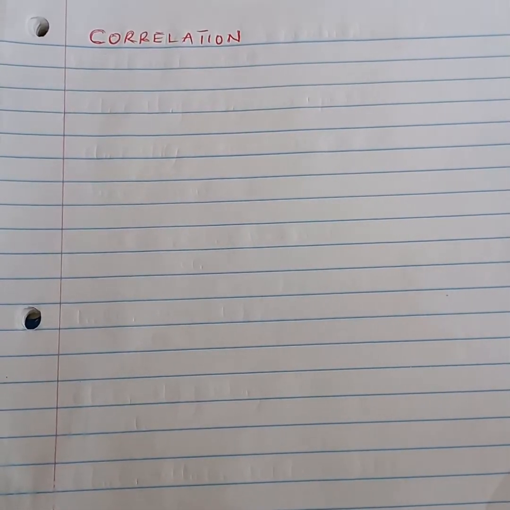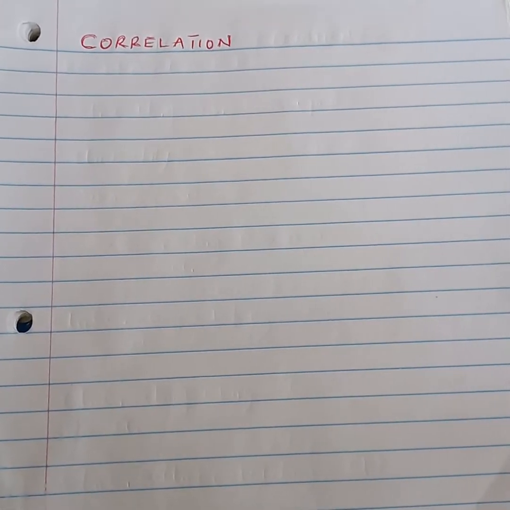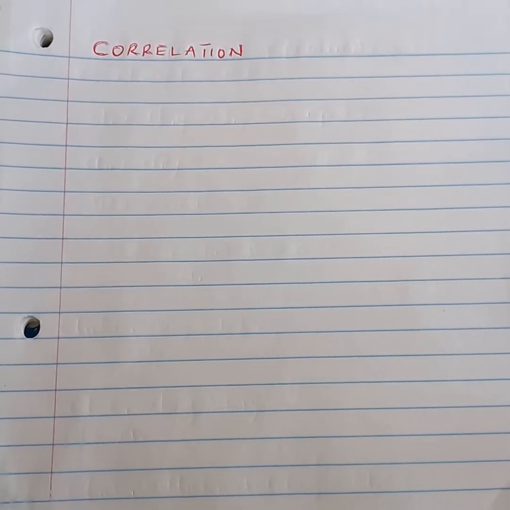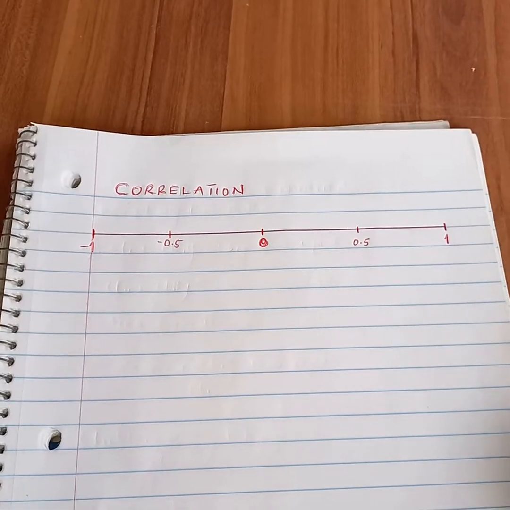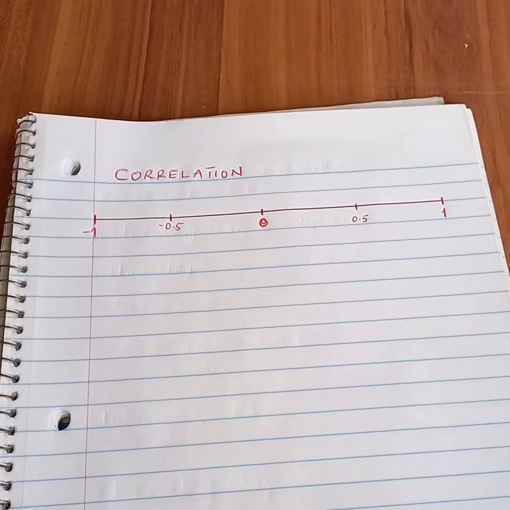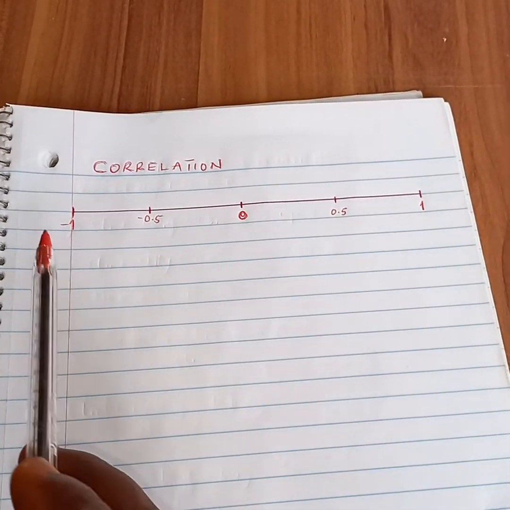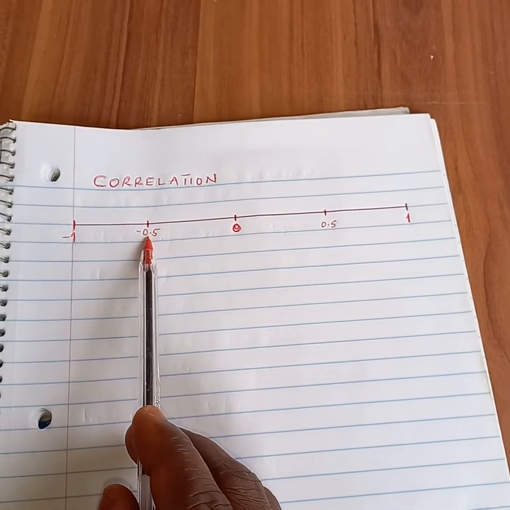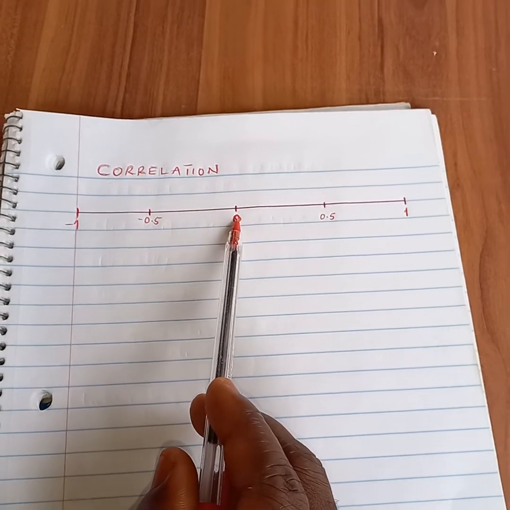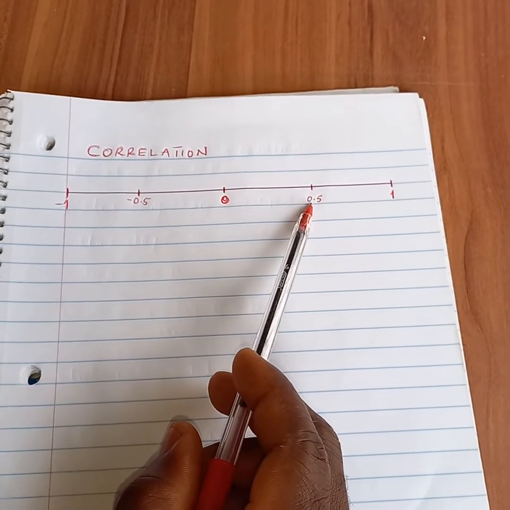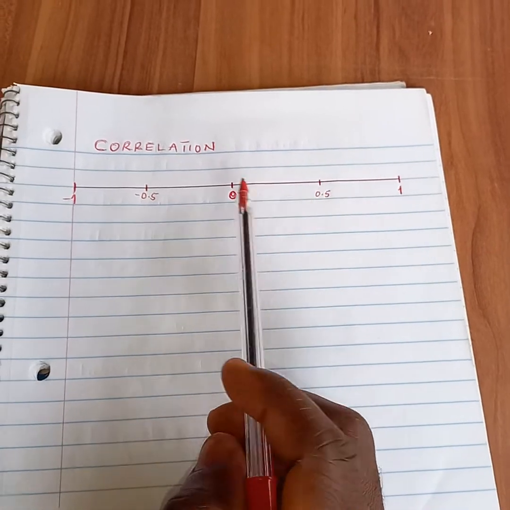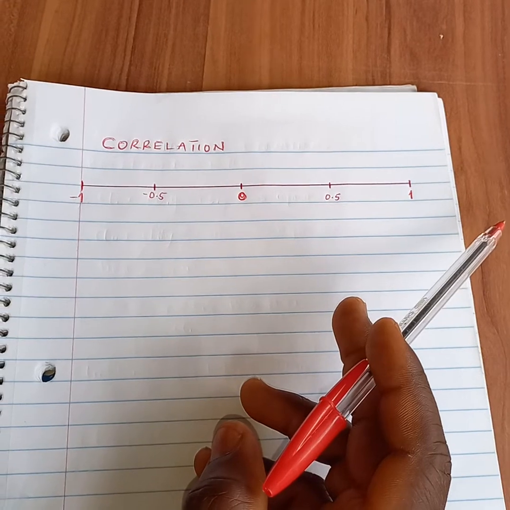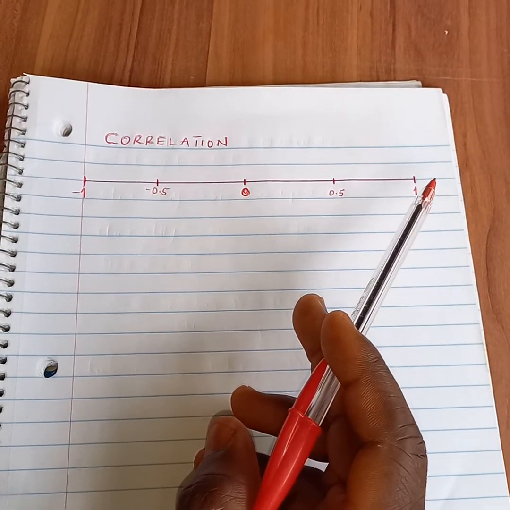Now, let's look at something. Let's use a number line to represent or do some small analysis about how correlation behaves. Now, this is our number line. We have -1 here. We have negative 0.5. We have 0. We have 0.5. And we have positive 1. Now, let's interpret it in terms of the interrelationship between two variables.